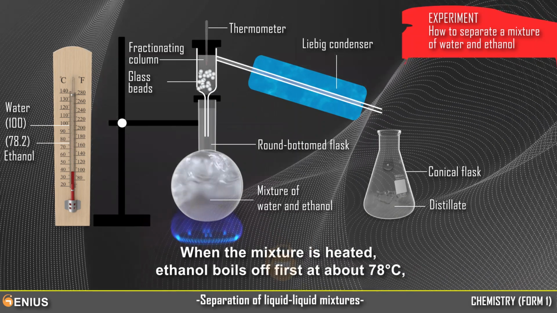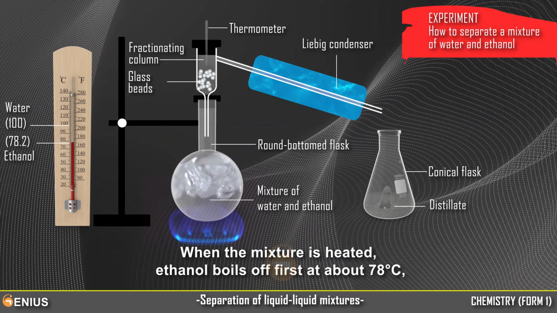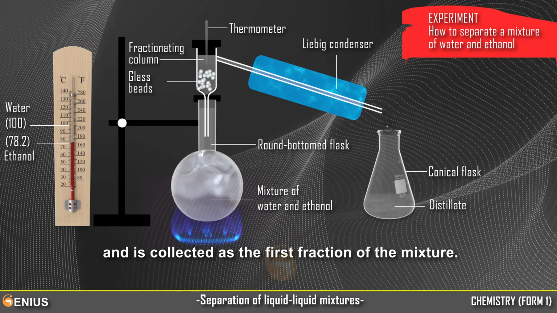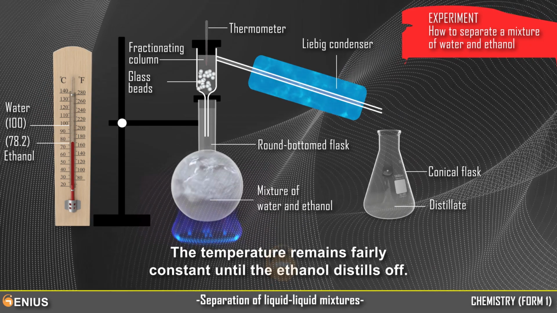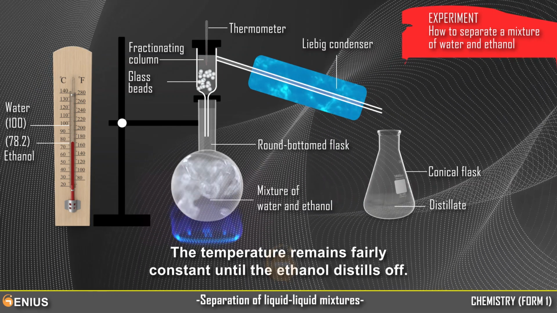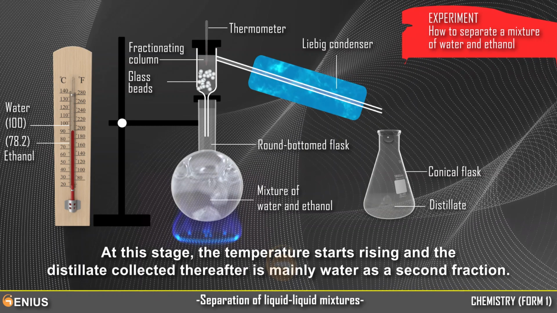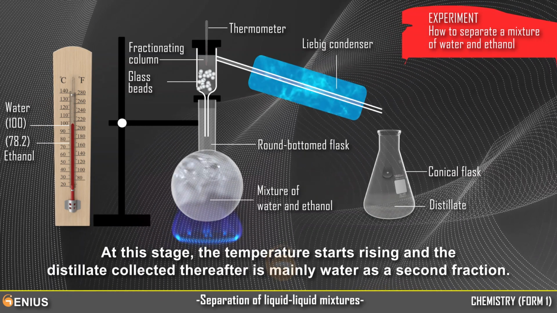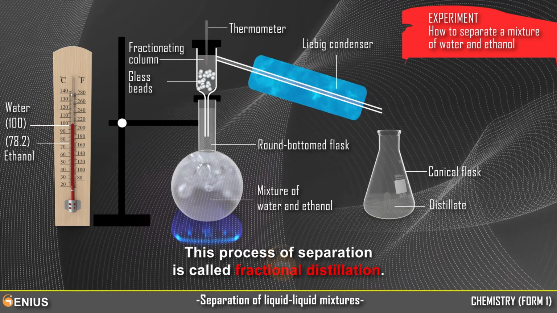When the mixture is heated, ethanol boils off first at about 78 degrees Celsius, and is collected as the first fraction of the mixture. The temperature remains fairly constant until the ethanol distills off. At this stage, the temperature starts rising and the distillate collected thereafter is mainly water as a second fraction. This process of separation is called fractional distillation.